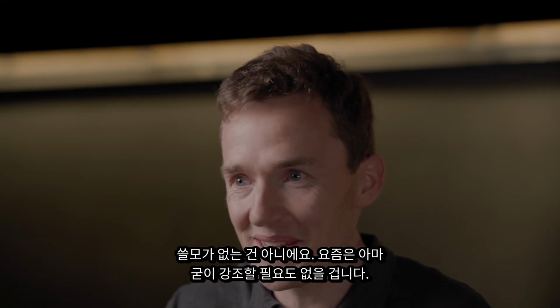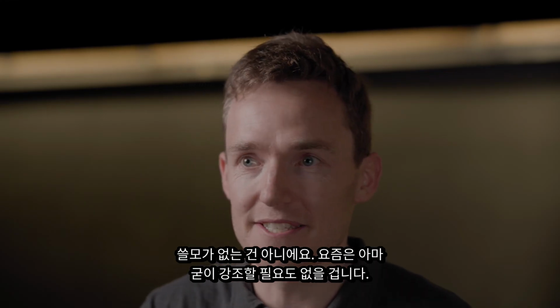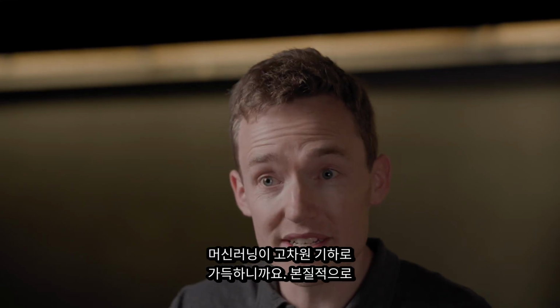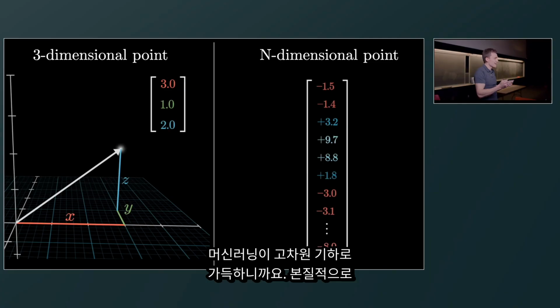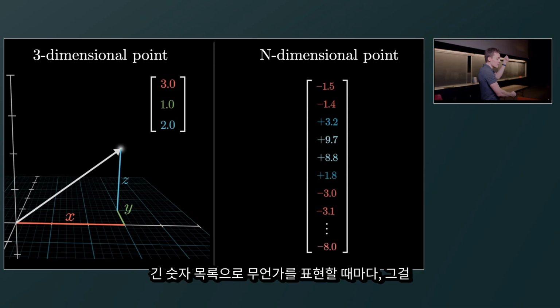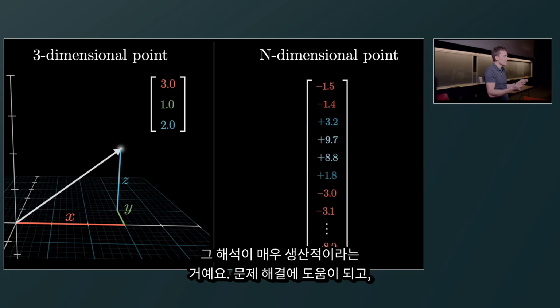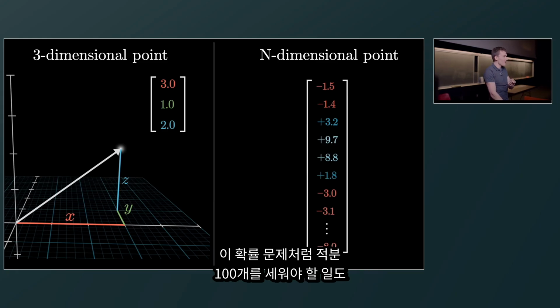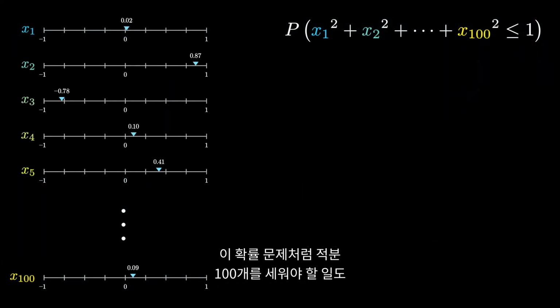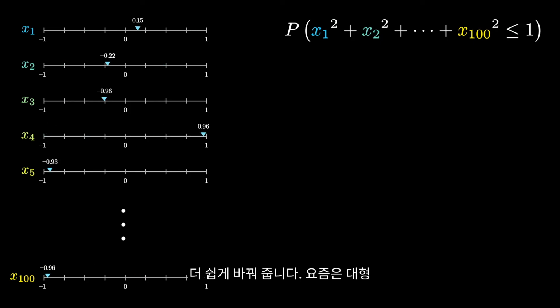Now, it probably doesn't need to be emphasized nowadays because machine learning is awash in high-dimensional geometry. Essentially, any time that you're representing something with a long list of numbers, you could choose to interpret that as a point in a high-dimensional space. And one of the big lessons of geometry is that that's a fruitful choice to make. It helps your problem solving. It makes certain things that would have been really hard, like setting up 100 different integrals for this probability question, turn into something easier.